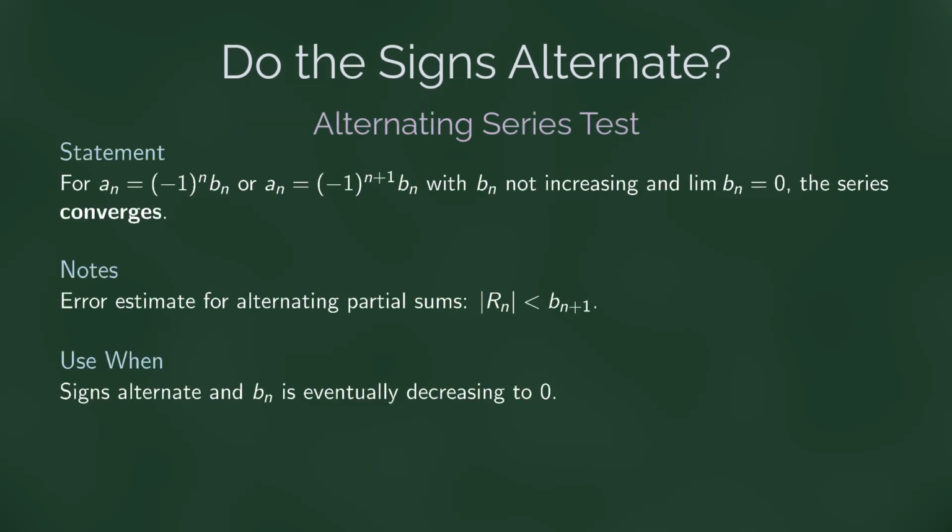While in general, it's not sufficient for the terms of a series to go to 0 in order to guarantee convergence, for an alternating series, that is the case. If we have a series whose terms alternate between positive and negative, and the terms of that series are not increasing and their limit is equal to 0, then we know that that series converges.